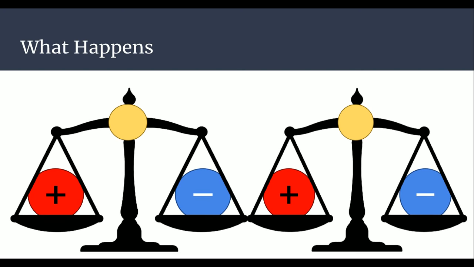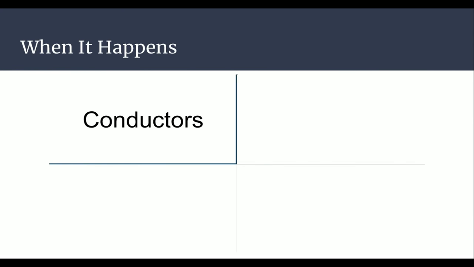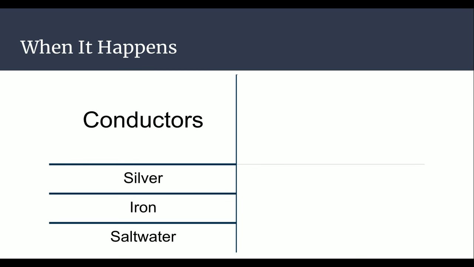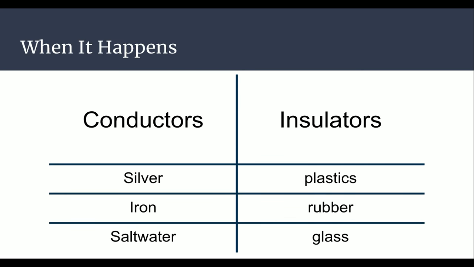This doesn't just happen with any object. Conductors, like metals or salt water, usually have more loosely bound outer electrons, but insulators, like plastics, rubber, and glass, have tightly bound electrons that won't readily jump to other atoms. Static buildup is most likely to occur when one of the materials involved is an insulator. In this case, we're going to be talking about a wool rug, which is an insulator.